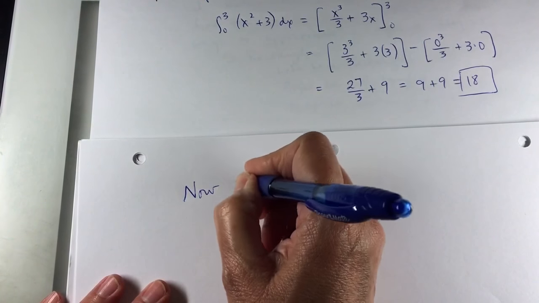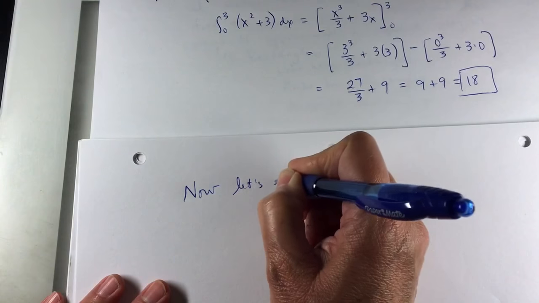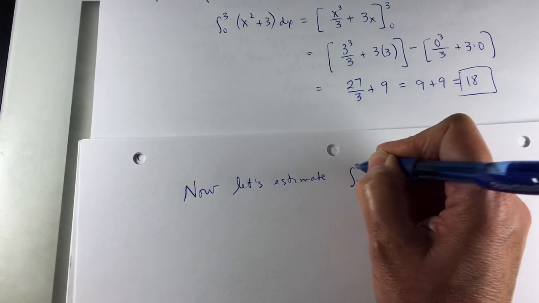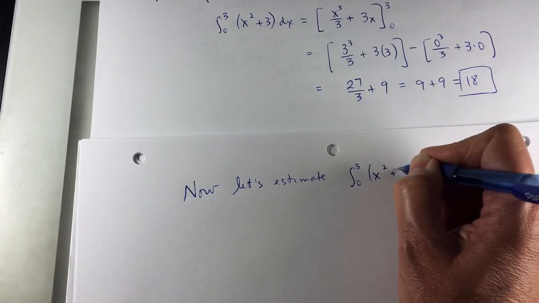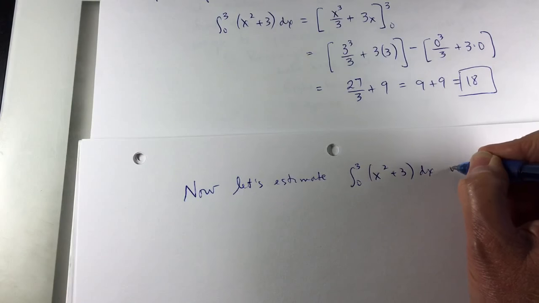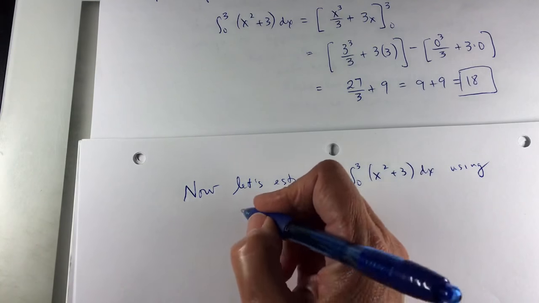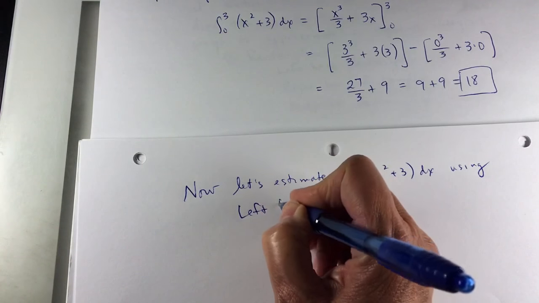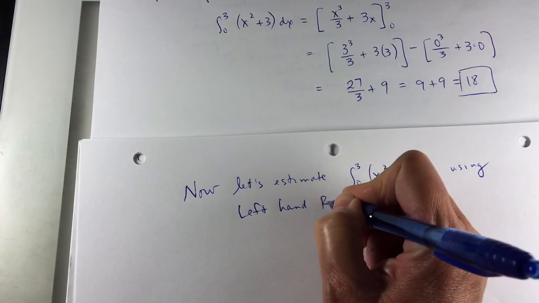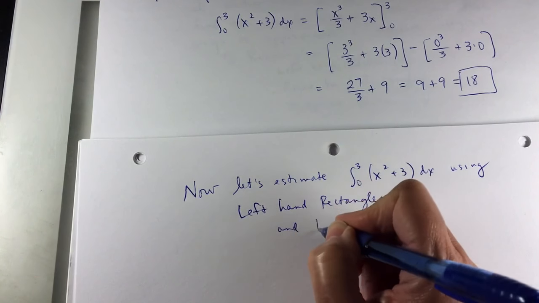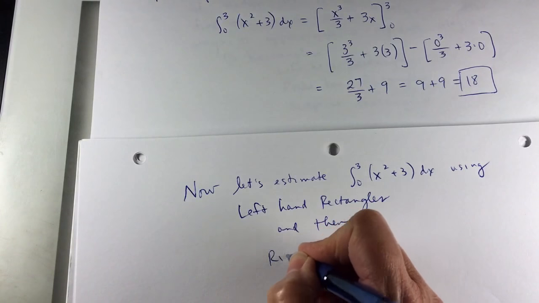So now let's estimate the integral from 0 to 3 of x squared plus 3 dx using left-hand rectangles, right-hand rectangles. Let's start with those. Using left-hand rectangles. And then right-hand rectangles.